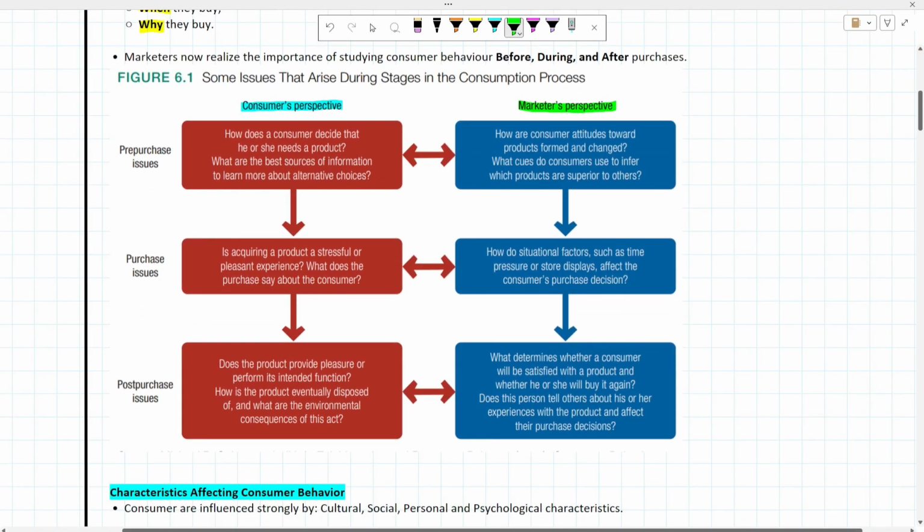So from the consumer's perspective, we have, does the product provide pleasure or perform its intended function? How is the product eventually disposed of? And what are the environmental consequences of this act? The marketer's perspective after a purchase is what determines whether a consumer will be satisfied with a product and whether he or she will buy it again. How does this person tell others about his or her experiences with the product and affect other purchase decisions?